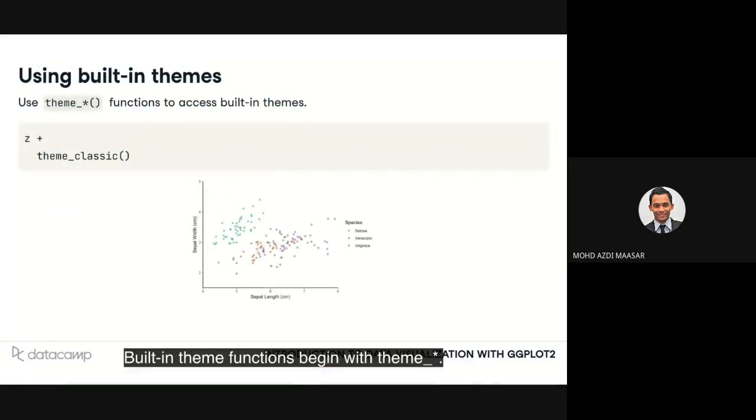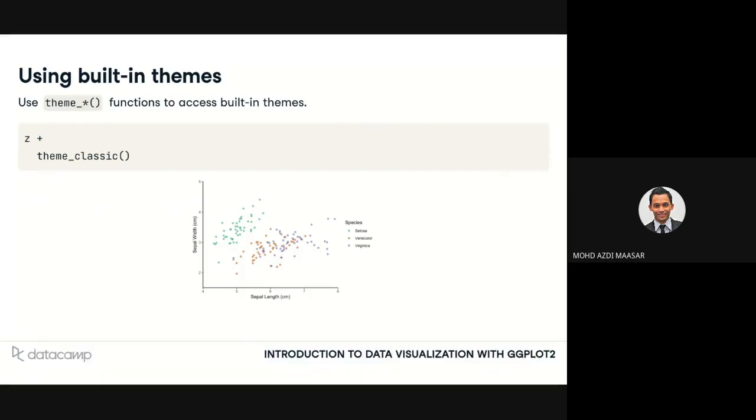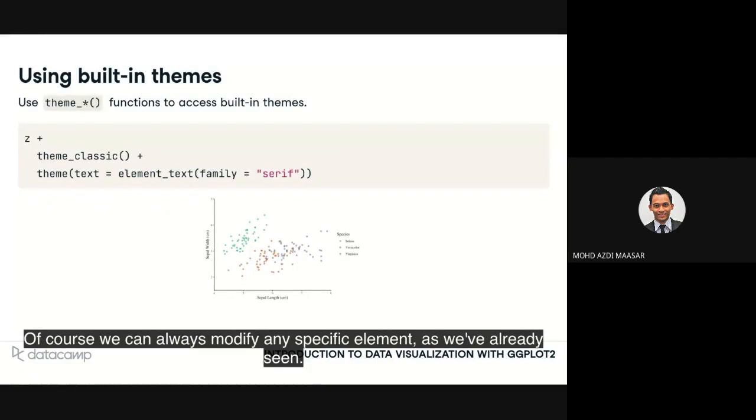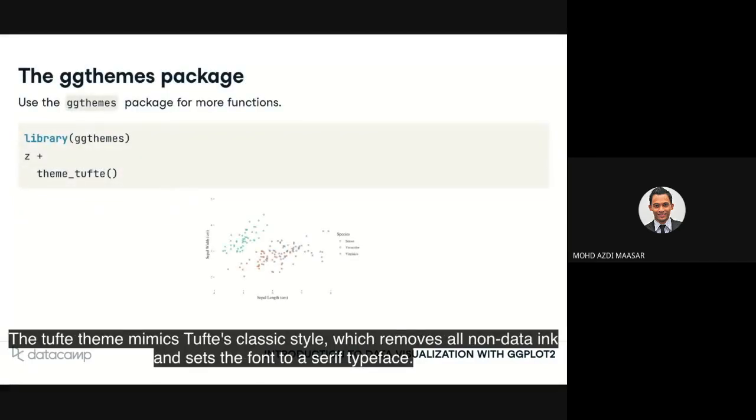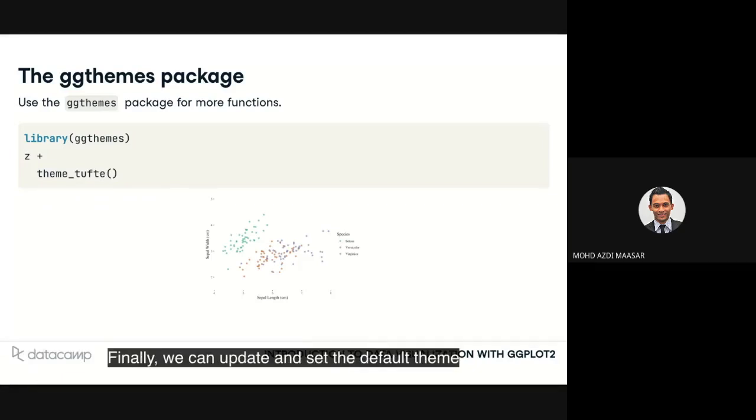Built-in theme functions begin with theme underscore. Theme classic is my go-to template for great publication quality plots. Of course, we can always modify any specific element, as we've already seen. There are also packages with predefined themes, like the ggthemes package. The Tufte theme mimics Tufte's classic style, which removes all non-data ink and sets the font to a serif typeface.